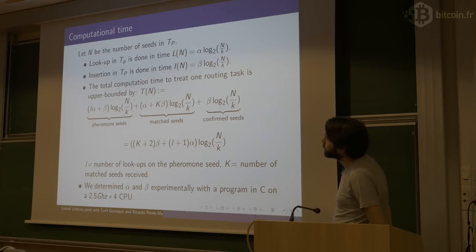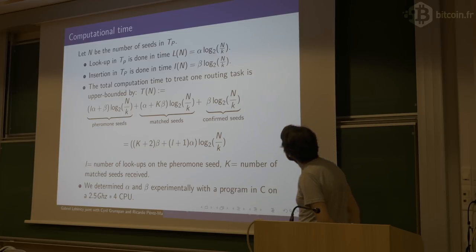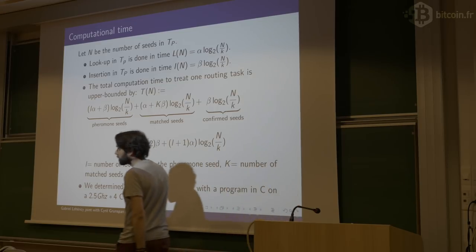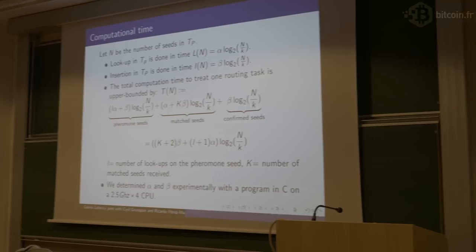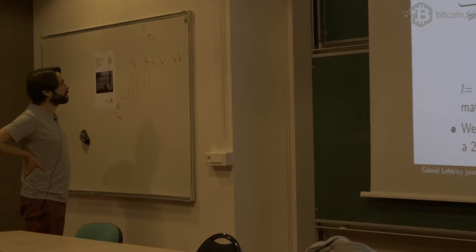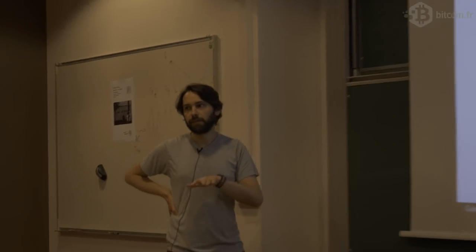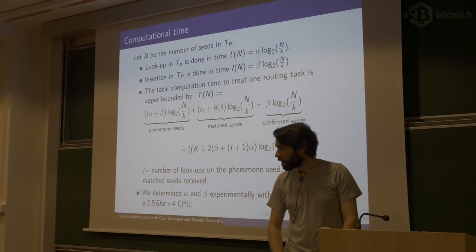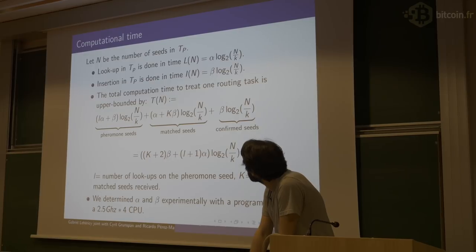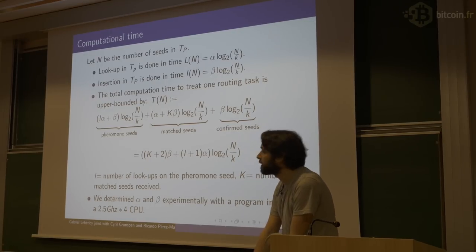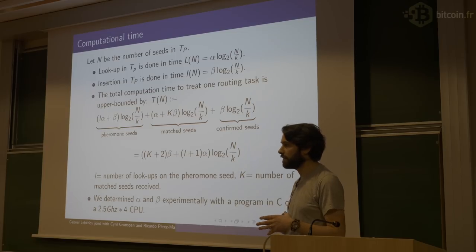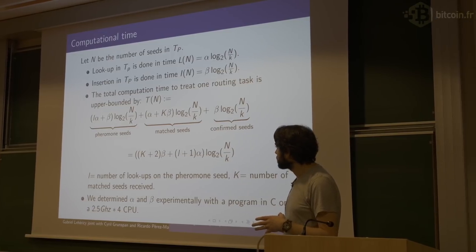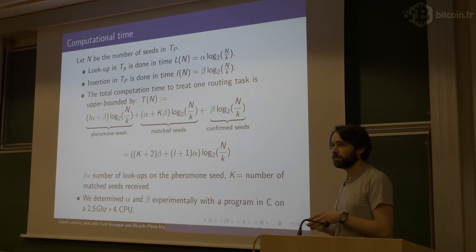So n is the number of seeds in the tree. So when it's looking for a seed, it doesn't look up on the whole tree, but on one of these trees, which basically has size n over k, okay? Now we want to compute the total time taken to treat all these seeds. So all we have to do is count how many lookups we have to do and how many insertions we have to do.